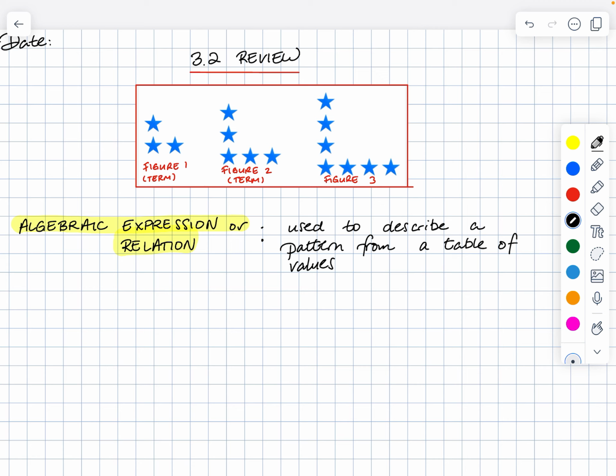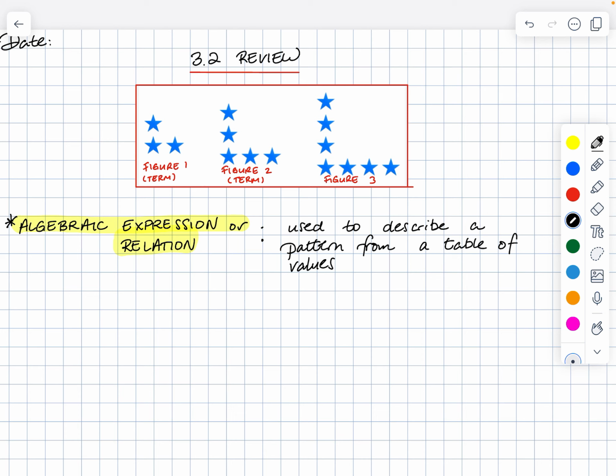You do not have to copy the picture here with the stars and the figures. This is just a reference for us to write our first t-table. I would like you to jot down, though, the definition of an algebraic expression or relation, because that's what we've been dealing with for the past few lessons. So in this context, an algebraic expression or relation is used to describe a pattern from a table of values.